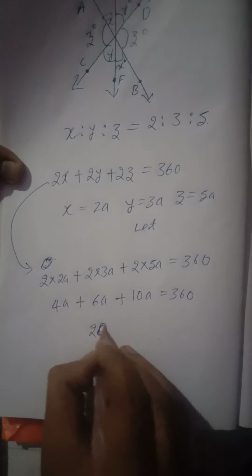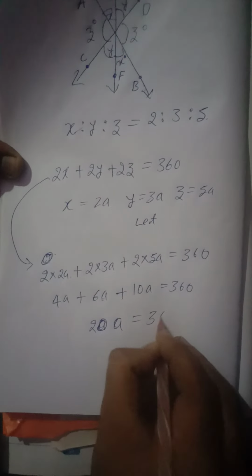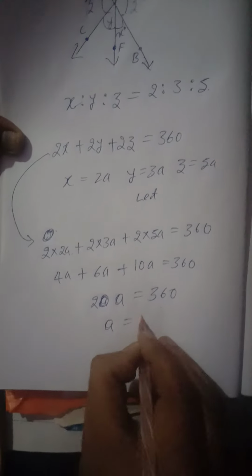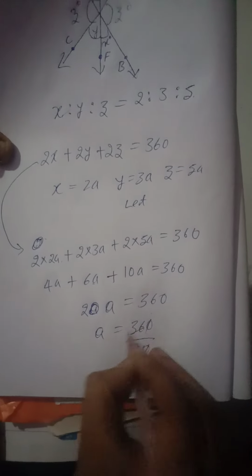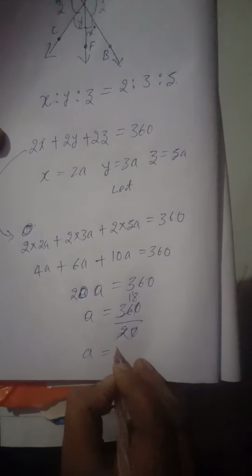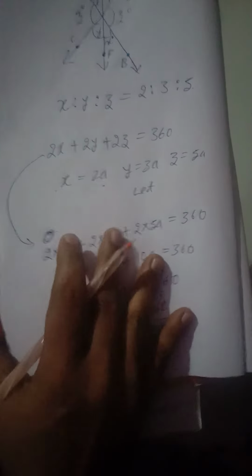20a is equal to 360. Then a is equal to 360 by 20. Zero zero cancel. 2 times 18 is 36. a is equal to 18. But what is x?